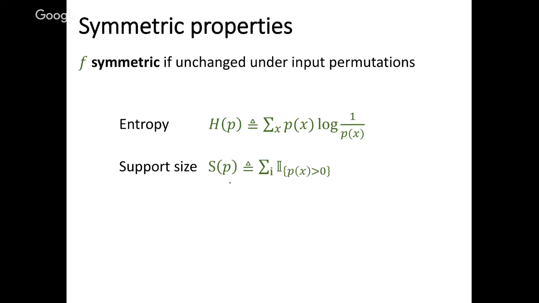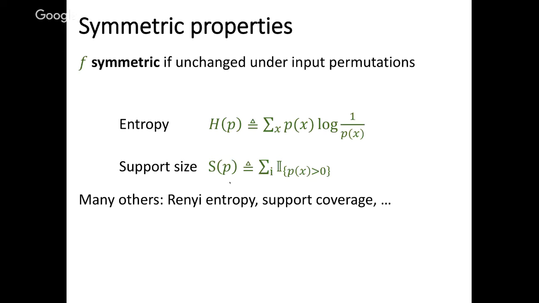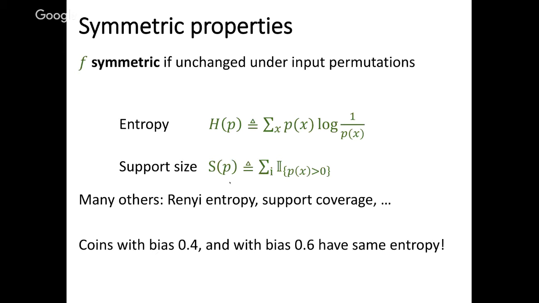Similarly, the support size only depends on how many of the inputs have non-zero probability. The support size of a distribution is the number of symbols that have a non-zero probability. It only depends on how many symbols have non-zero probability, not on which symbols have non-zero probabilities. There are many other properties such as Renyi entropy. Support coverage is something that we will consider, all of which are symmetric.